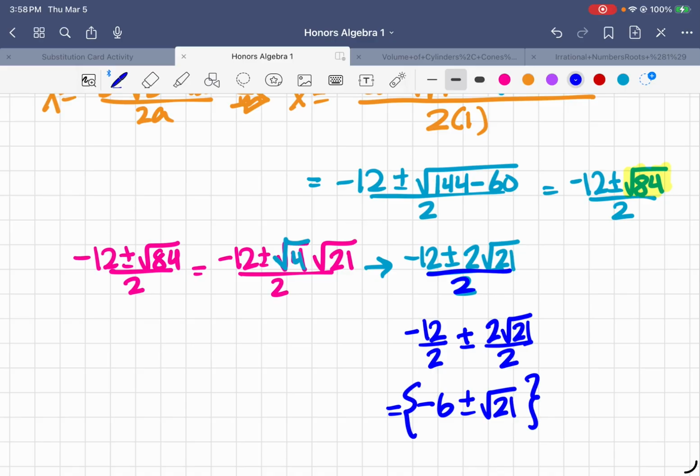Just be super careful of your square roots when you're simplifying. I think you guys will do great.